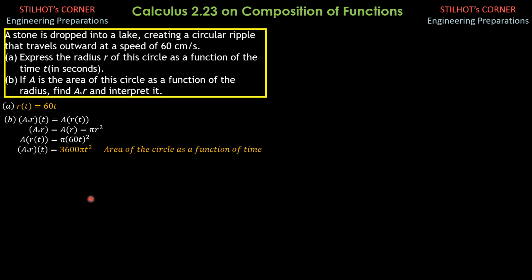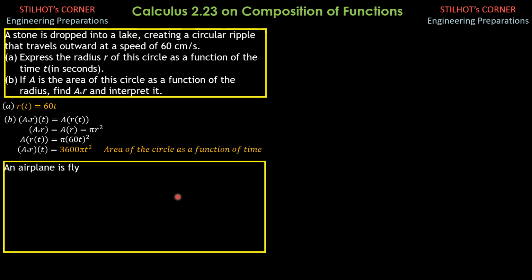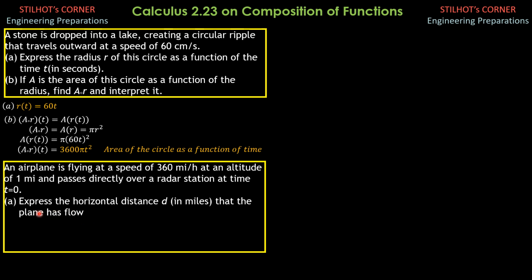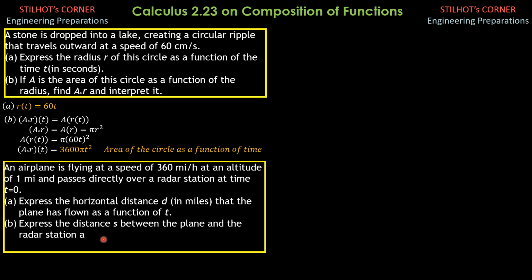Then for the next problem, an airplane is flying at a speed of 360 miles per hour at an altitude of 1 mile and passes directly over a radar station at time t equals 0. Express the horizontal distance d in miles that the plane has flown as a function of time t. Express the distance s between the plane and the radar station as a function of d. Then use composition to express s as a function of time t.